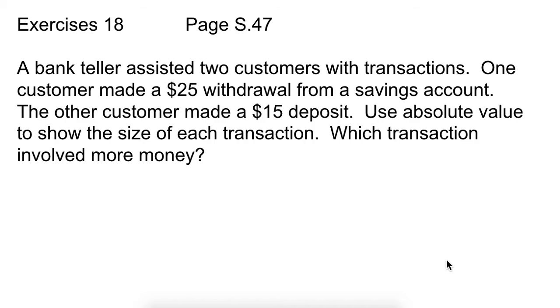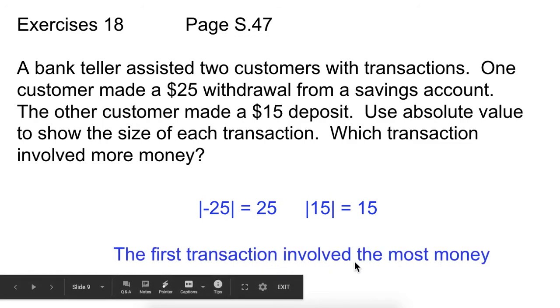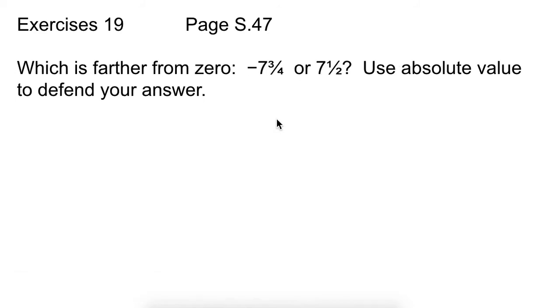Okay, we talked about this. Negative 25, the absolute value of that is 25. And the absolute value of 15 is 15. Again, the negative withdrawal takes it out of your account. Deposit puts it in. So the first transaction involved the most money because 25 is greater.